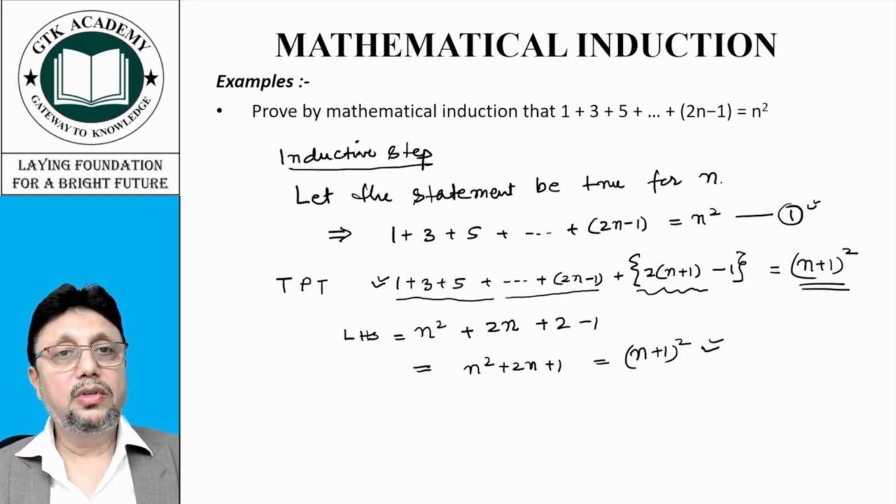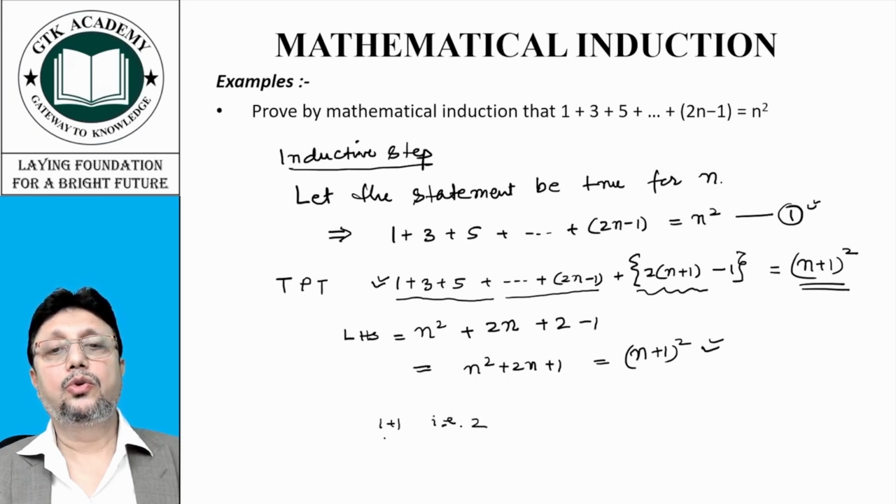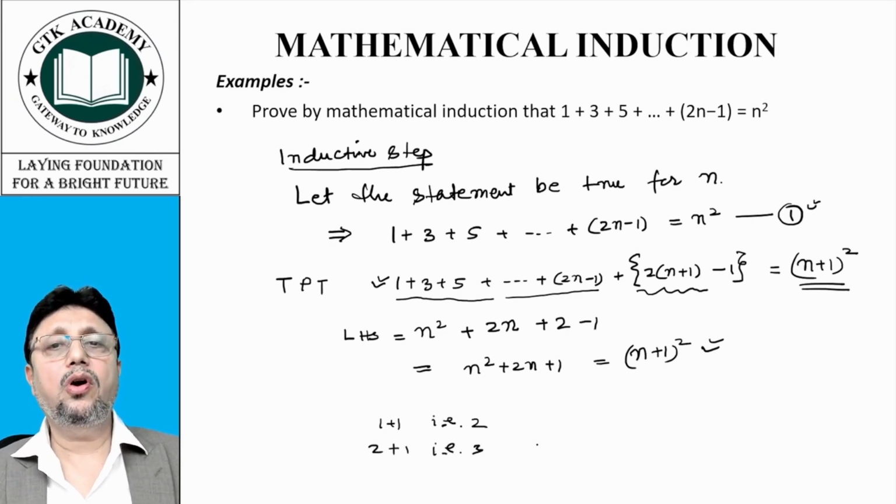We have already proved that it is true for 1, and proving that if it is true for n, it is also true for n plus 1. This implies that it is true for 1 plus 1, that is 2, 2 plus 1, that is 3, and so on. So it is true for all natural numbers.